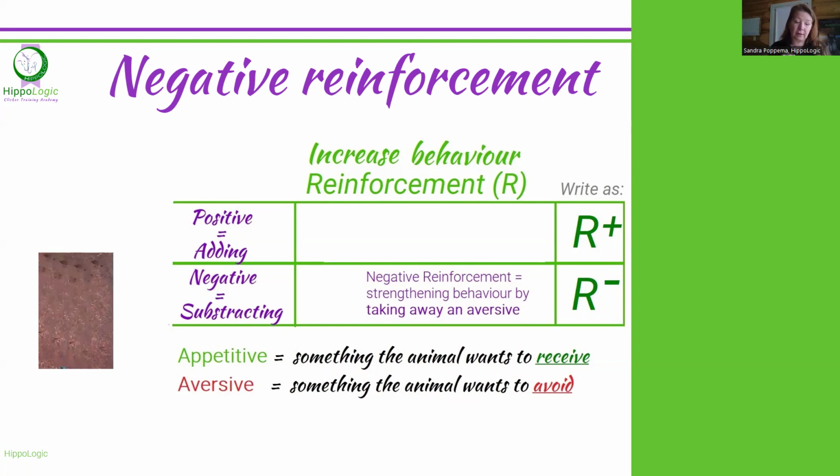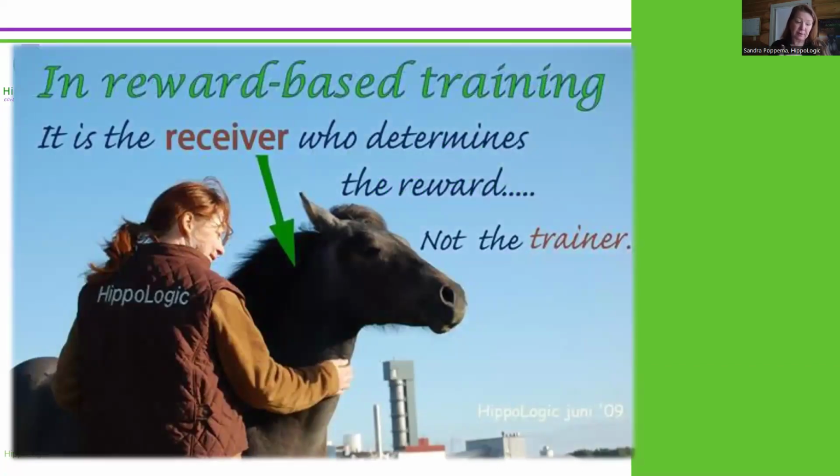And it's always the learner who decides if something is an appetitive or an aversive, and the body language gives us important cues, as well as behavior. If we get more of the desired behavior, or better quality, or longer duration, we know our reinforcer worked, whether it was an appetitive or an aversive.